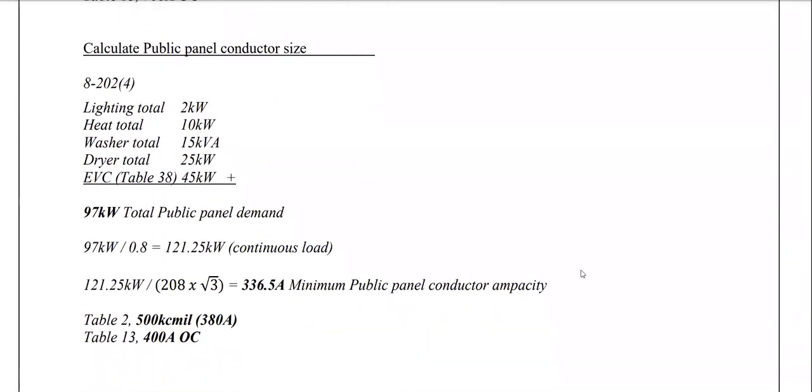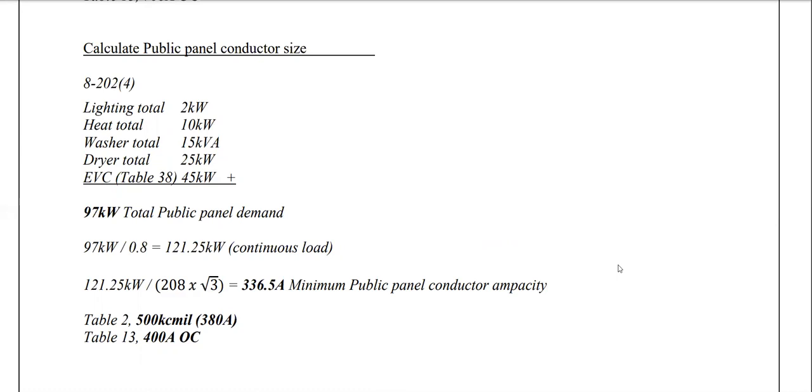Now what about the public panel conductor size? This too will offer a number of people some confusion because they'll say, wait a sec, Dave, haven't we already calculated this? And I'll say, yeah, you sort of have, but not really. Remember, you've just calculated the main service. Now you need to calculate the size of the conductors that will supply these loads that are coming out of the public panel. So 8-202 subrule 4 is what we use.